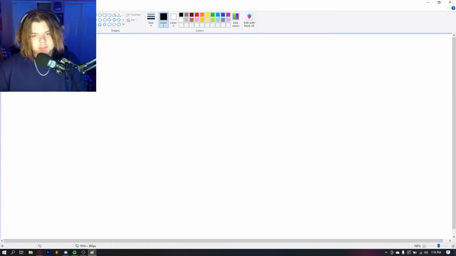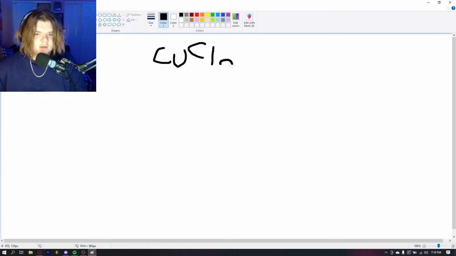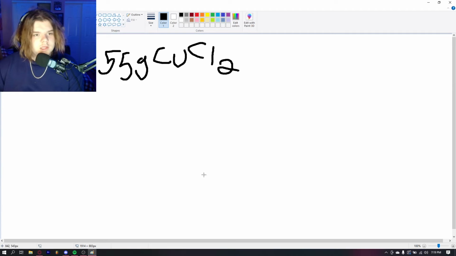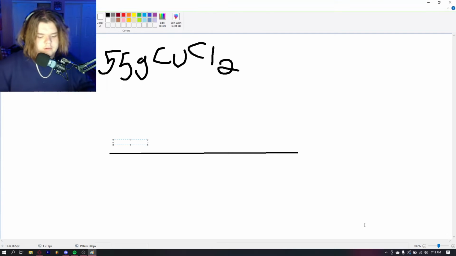So first, you gotta get your given. Let's say our given is copper 2 chloride, CuCl2. That's what that says. 55 grams of copper 2 chloride. That's our given. So then we gotta get a little chart here. Let's just type out 55 grams of copper 2 chloride.